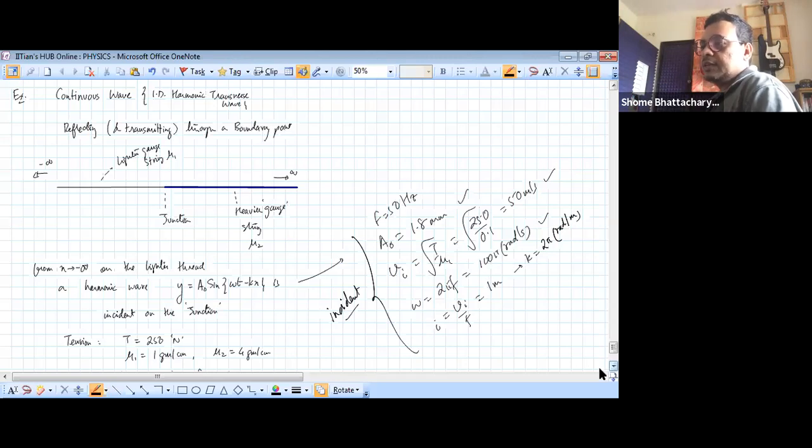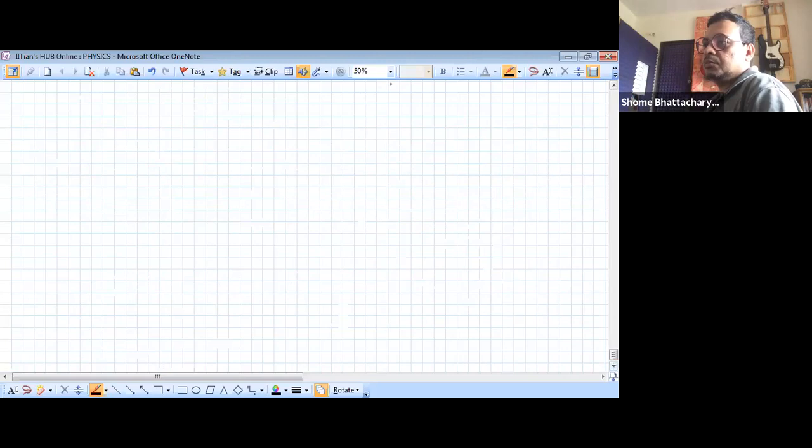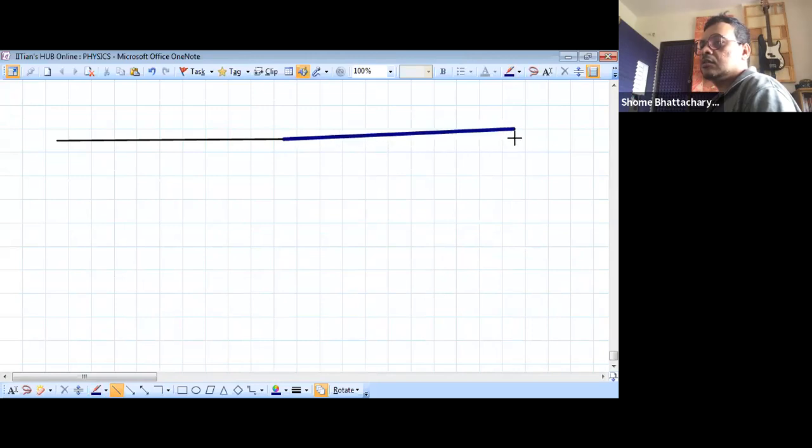Now we will have to treat the boundary point, because the junction point is the boundary between a heavier medium and a lighter medium. We'll have to treat it as a rigid boundary. So the assumption here will be that my junction point will have to be treated like a rigid boundary.